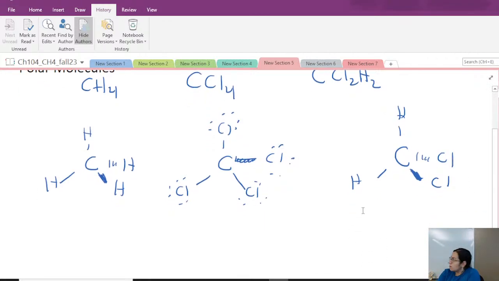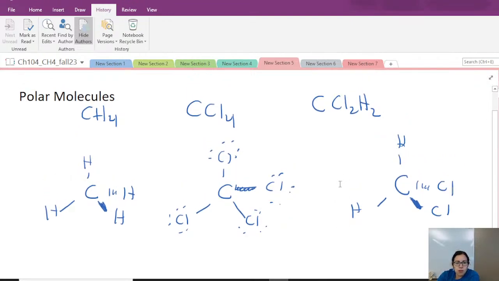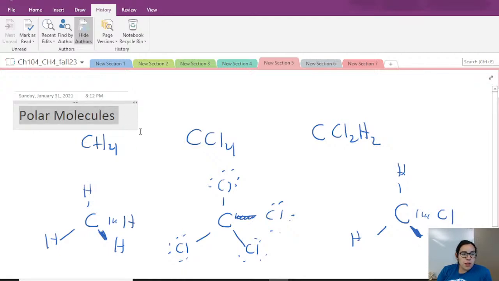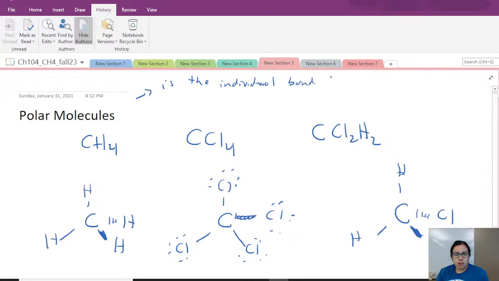And so now looking at these, we have to determine which ones are polar and which ones are non-polar. So let's talk about what makes a molecule polar or not polar. With determining whether something's polar, first you're trying to look at, is the individual bond polar? So you examine every bond, but then you want to answer, is there overall symmetry in the molecule? And so let's look at what the heck that means.